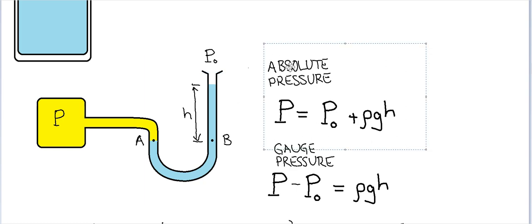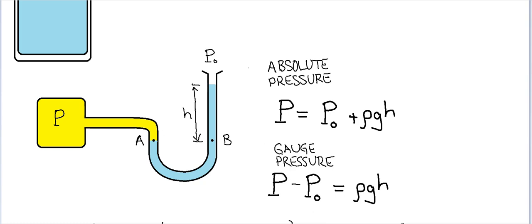And if you do that, then the absolute pressure of this gas is just going to be atmospheric pressure plus rho gh, where h is the height measured between the fluid on the open side and the level of the fluid on the gas side. So it is this height. Hopefully that's okay. That's the absolute pressure in here.